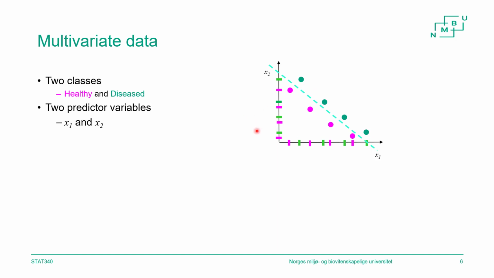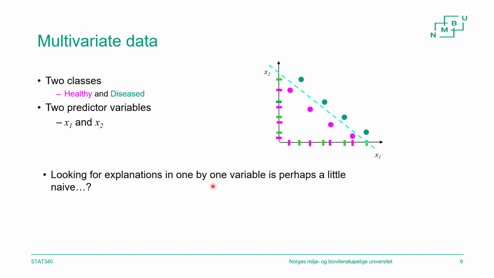So this is an example of how we sometimes can find patterns if we do things multivariate, if we use all the predictors at the same time and not look at them one by one by one. So looking for explanations in one by one variable is perhaps a little naive, right? You would never see this then. So we should use methods that are multivariate. They take all the predictors as input.